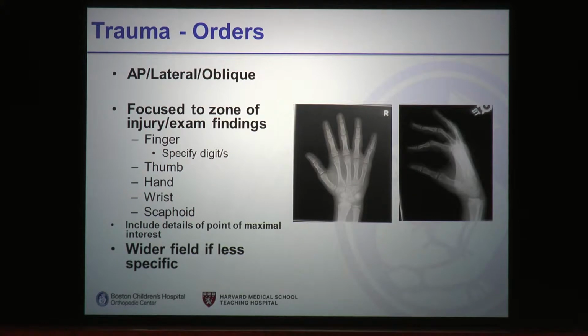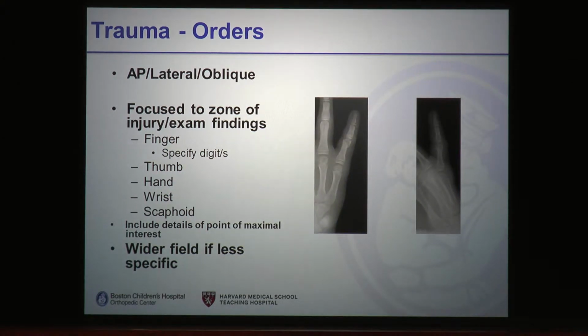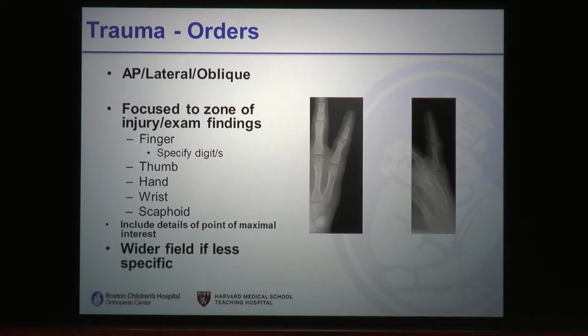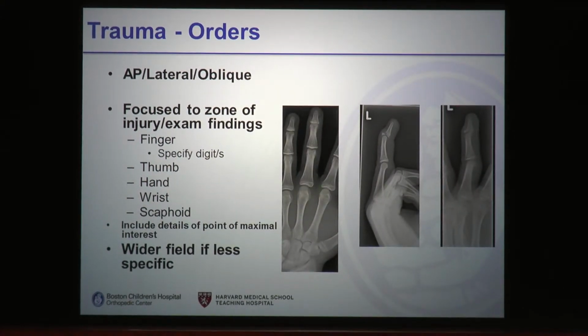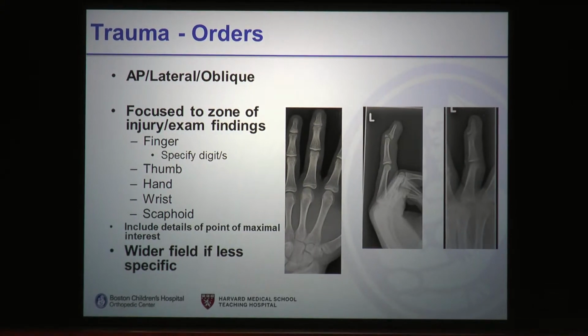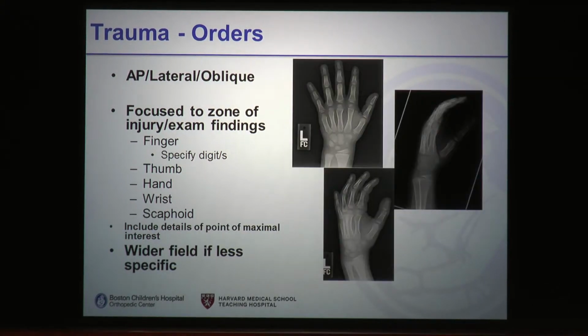Almost all scenarios, AP, lateral and oblique x-rays are the most appropriate investigations. The exception is the scaphoid. You don't have to order the individual views of the scaphoid series, just putting scaphoid series and that will be imaged. If you can possibly narrow it down to a digit, it's much better than getting hand x-rays because you'll focus on that particular area.